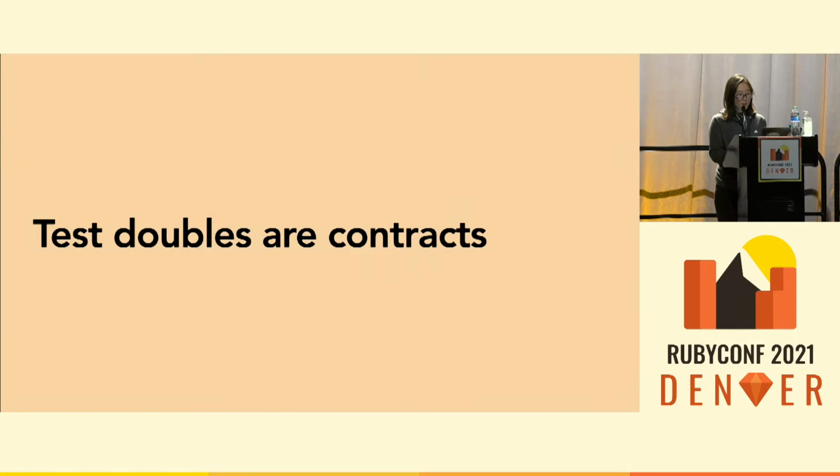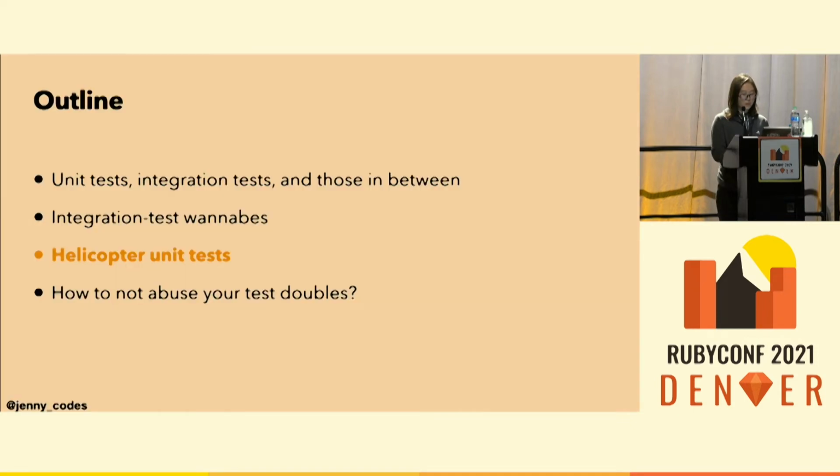So test doubles are a contract between the test subject and the other object. When we decide to put a test double into a test, we are declaring that contract. And we are assuming, or sometimes asserting, that this contract doesn't change. Before we see how we can solve this, let's look at another category, the helicopter unit tests.